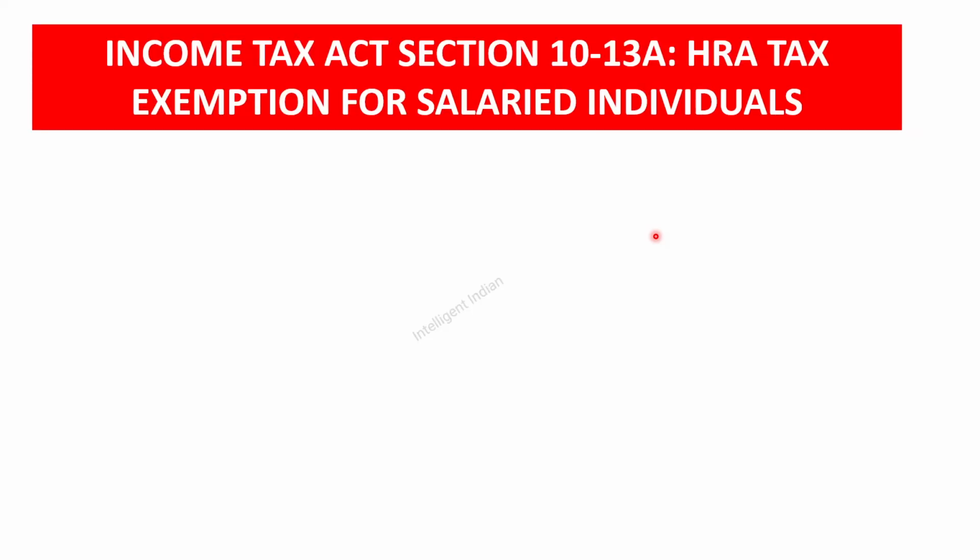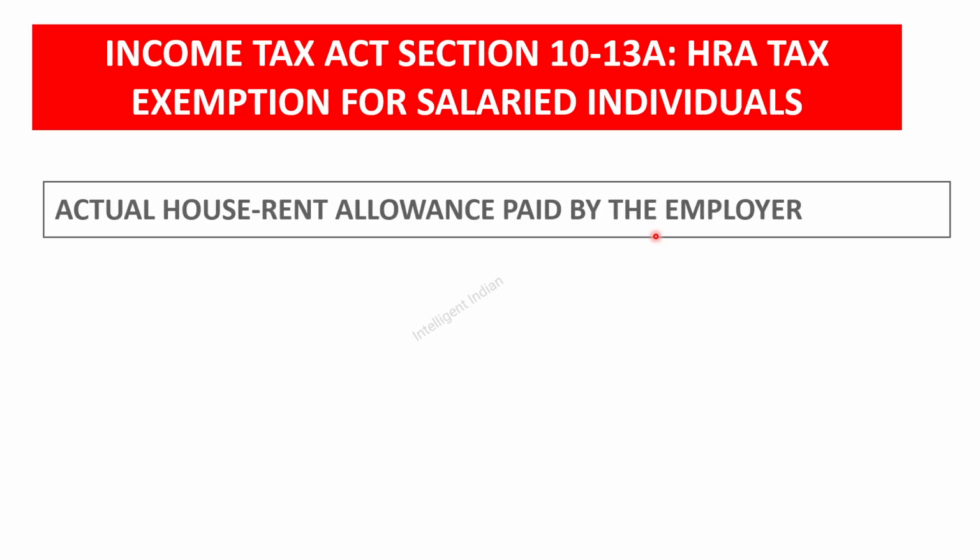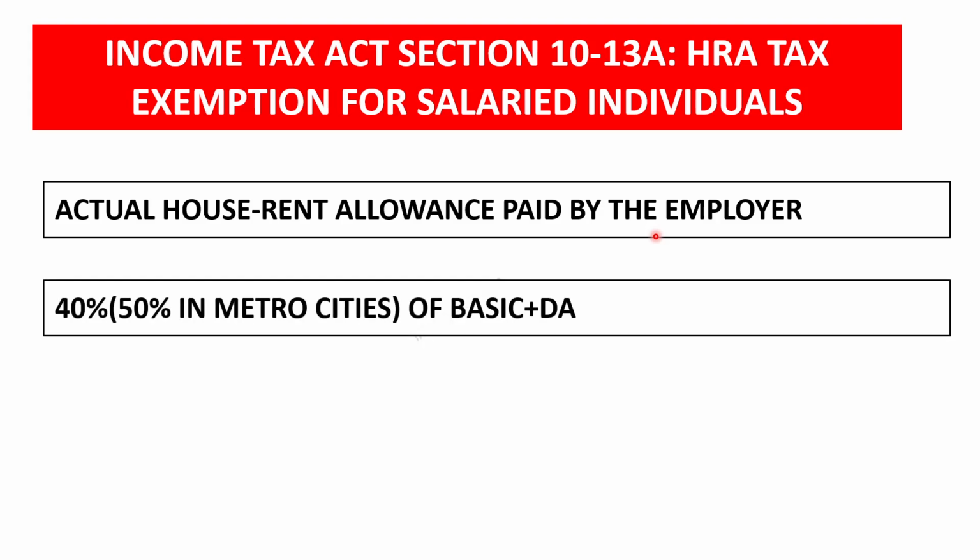Now, how is the HRA exemption computed? To compute the HRA exemption, we need to compute three different components. Number one, what is the actual house rent allowance paid by your employer as part of your salary? This is something that you can find in your pay slip. Number two, the 50% or 40% of your basic plus DA in your salary, depending on where you stay. If you're staying in a metro city, you need to compute 50% of your basic plus DA. If you're staying in a non-metro city, you need to compute 40% of your basic plus DA.